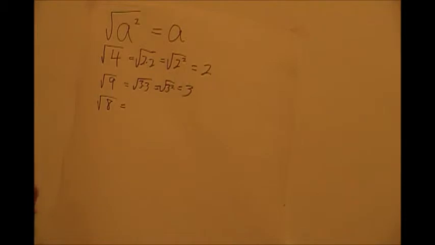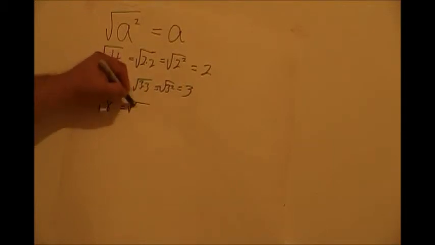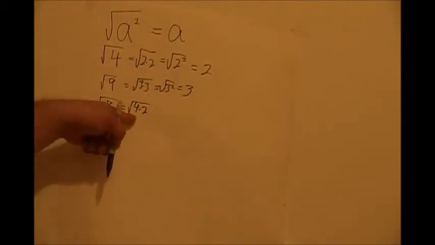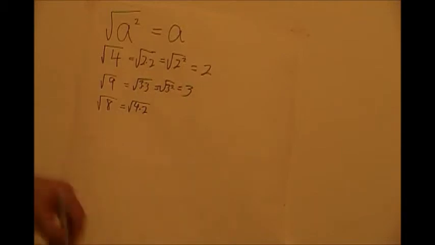Okay, so you have to ask yourself, what times what equals 8? Alright, we have several choices. We have 8 times 1. Well, that doesn't really help us simplify it. Usually the obvious answer that doesn't work is 1 times that number. What other numbers work? 2 and 4, 4 times 2 is 8. So we have 4 and 2.